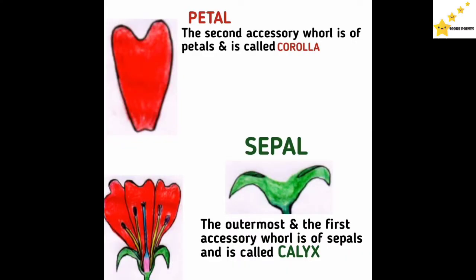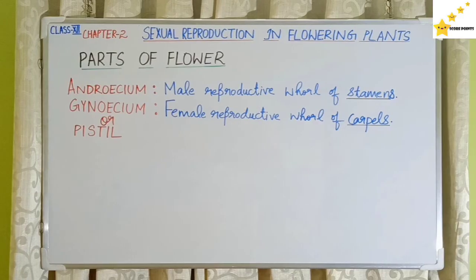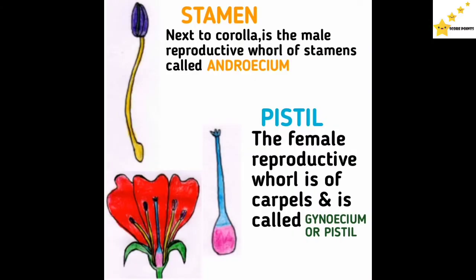The first one, it's calyx. The outermost and the first accessory whorl is of sepals and it's called calyx. The second part, it's corolla. The second accessory whorl is of petals and this is corolla. Next to the corolla is the male reproductive whorl of stamens, which is called as androecium. The female reproductive whorl is of carpels and it's called gynoecium or pistil.